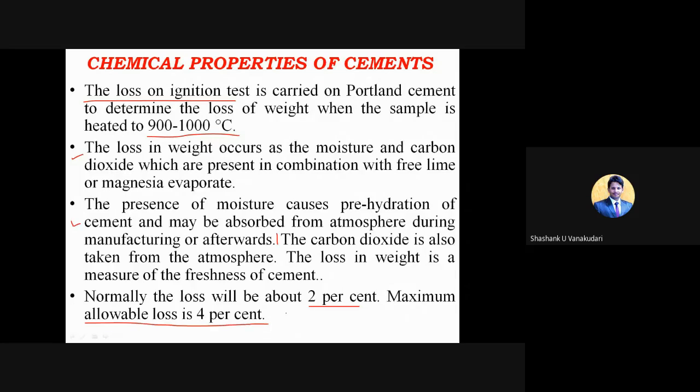It's nothing but, when you have used 50 kg of cement, the permissible loss is only 2%. Even if it is 4%, if it is lost from that particular bag, that is permissible, but not more than 4%.